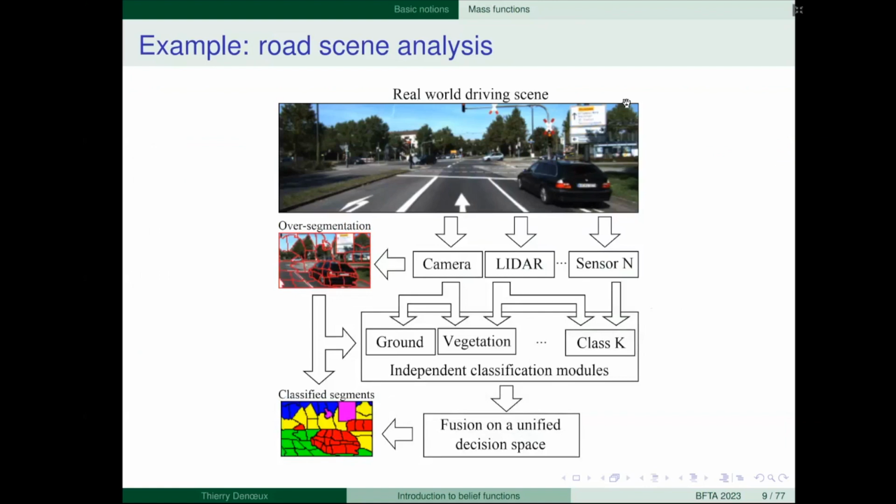I will start with this example, which I will take as a running example in part of this lecture. This is an application we developed in our lab in Compiègne, France. It is about scene analysis for intelligent vehicles. We have a road scene like this one, and we have different sensors. We get information from the different sensors, and we want to determine the contents of this image. This was developed some time ago. Now we would typically use deep learning to do that. At that time, we had another approach, which was to over-segment the image into very small regions, and then try to determine the contents of each region.